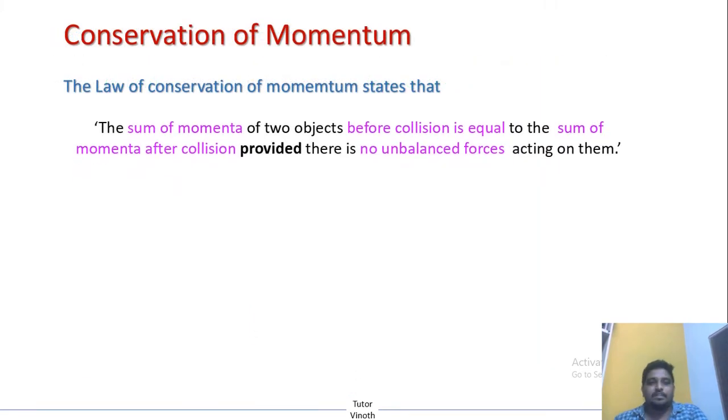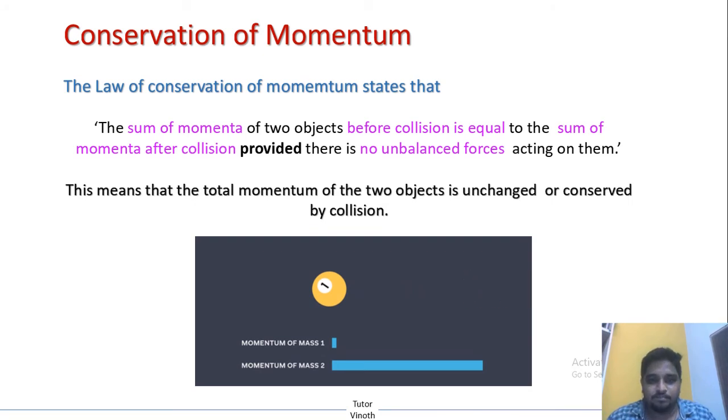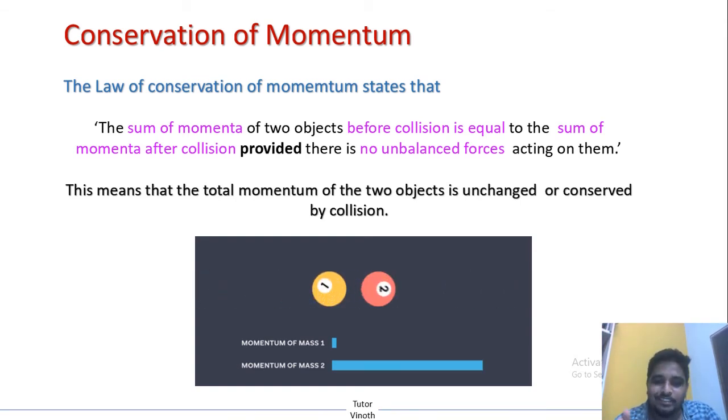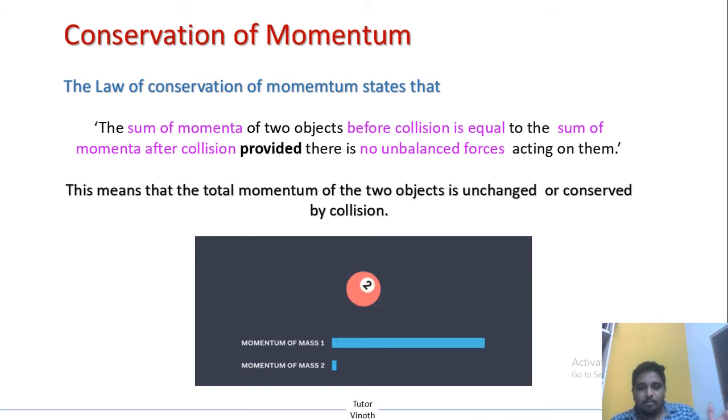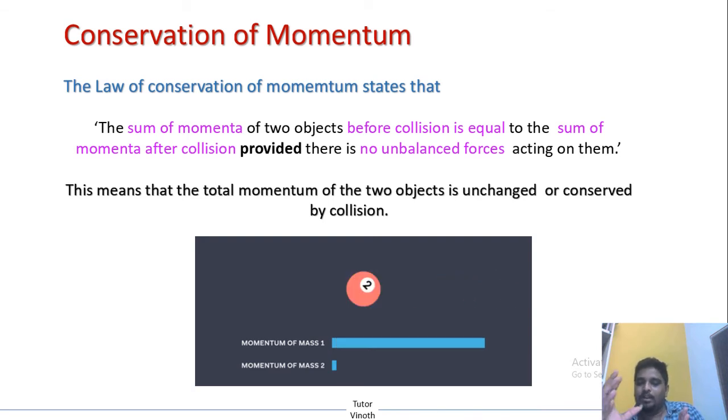Conservation of momentum. The law of conservation of momentum states that the sum of momentum of two objects before collision is equal to the sum of momentum after collision, provided there is no unbalanced force acting on them. For example, initially the momentum of mass A is high, and mass B is stable. Ball A comes and acts upon ball B.